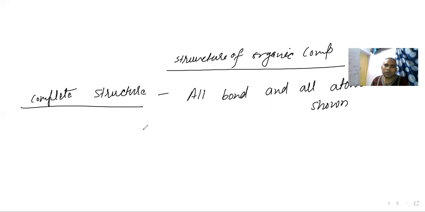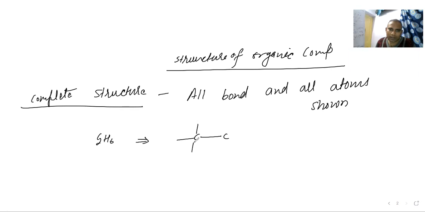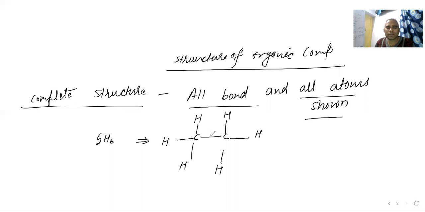Now, if you are talking about this one, suppose I am talking about C2H6. So how can you represent? Here is one carbon, two carbon is there. So that is all bonds and all atoms we are representing. Here we can represent 6 hydrogen. If you are representing all bonds and all atoms, that is what is known as complete structure.